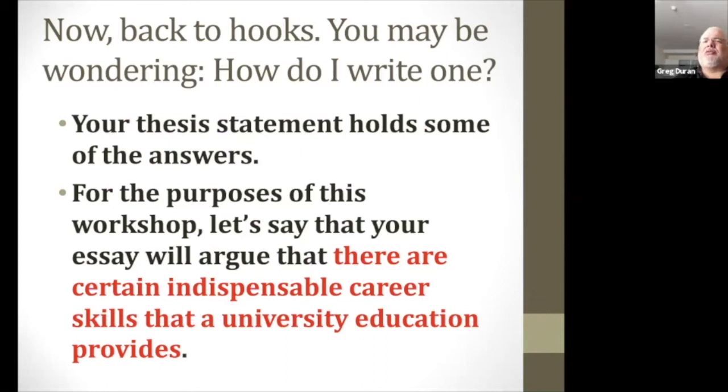Basically, if you want to do well in a career, you need to go to college. That's certainly not a controversial idea. I think a lot of people would agree with that. Some people might disagree with it.